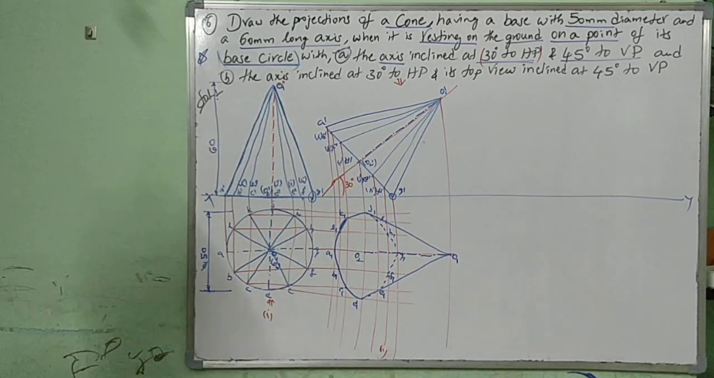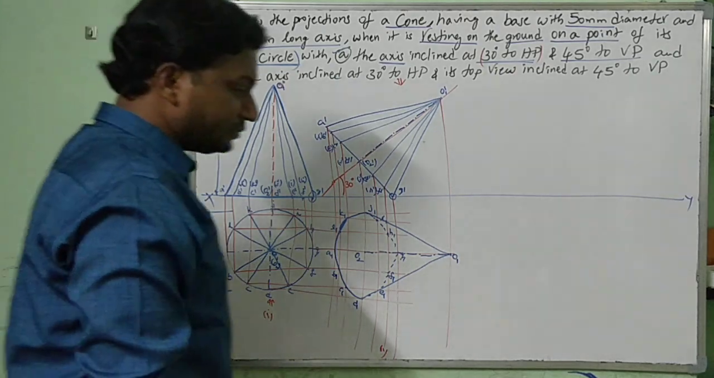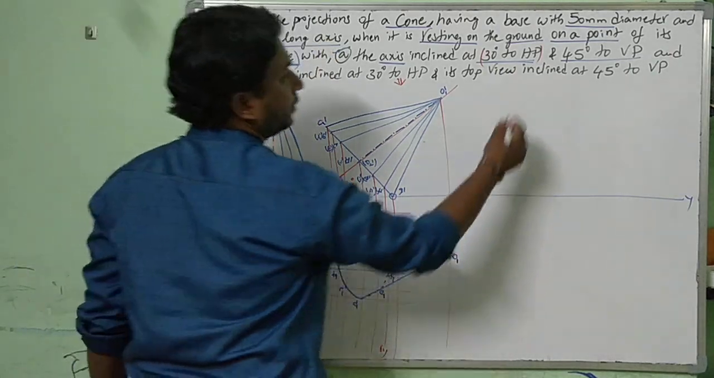Second stage I have finished. Try to understand it, right? In the A bit, axis inclined to 30 degrees, provided that condition, one point is resting on the ground. I have rested G dash on the XY line in the second stage front view and completed its top view. Now here comes the main problem.